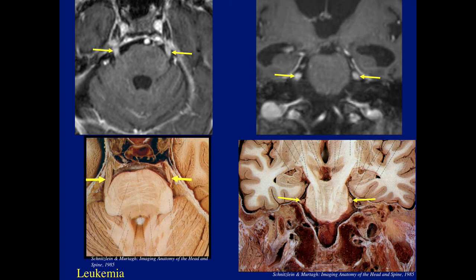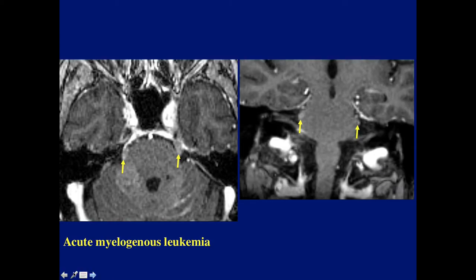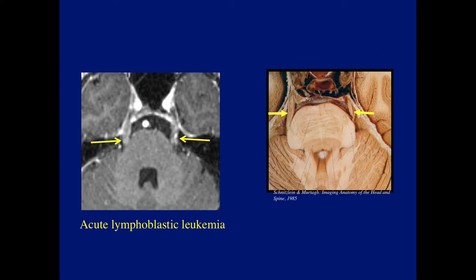was leukemia. Very frequently with widespread leukemic changes, we will see enhancement of multiple cranial nerves, and here we see both trigeminals enhanced. Here's another patient with acute myelogenous leukemia. Again, both trigeminal nerves are enhancing, both on the axial and the coronal plane. Another case, acute lymphoblastic leukemia, again, enhancement of both trigeminal nerves.